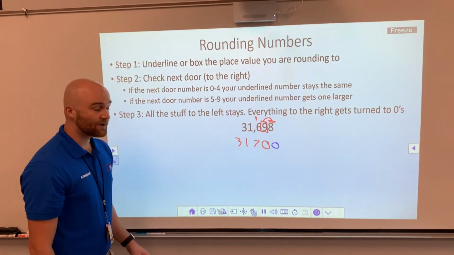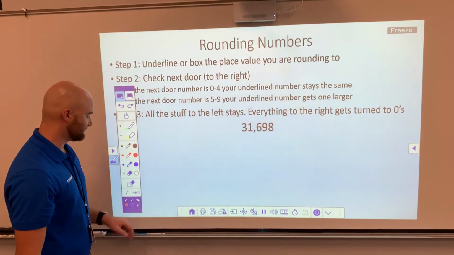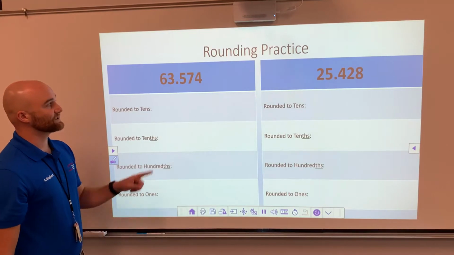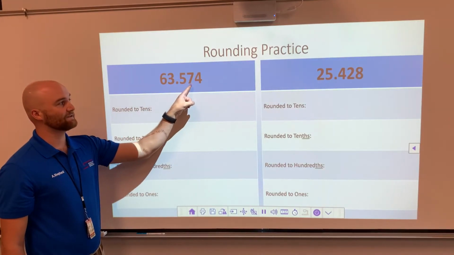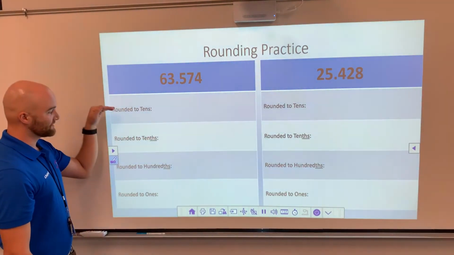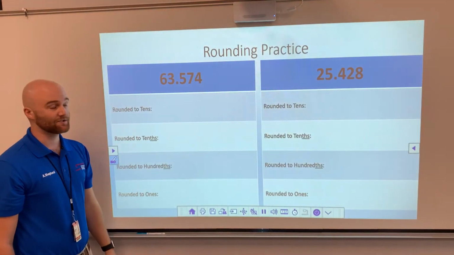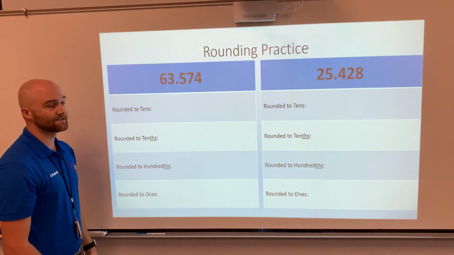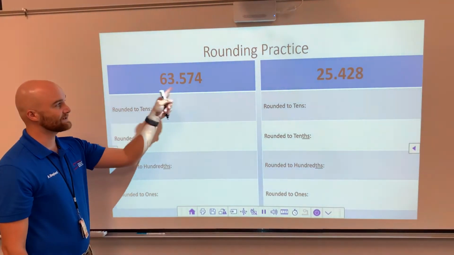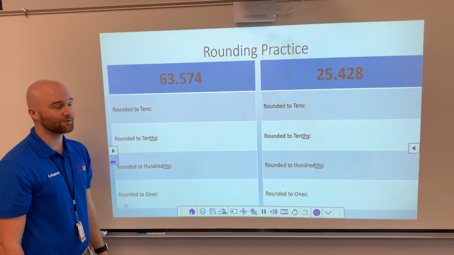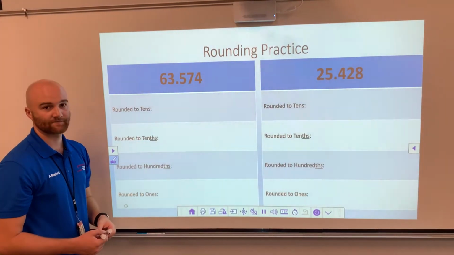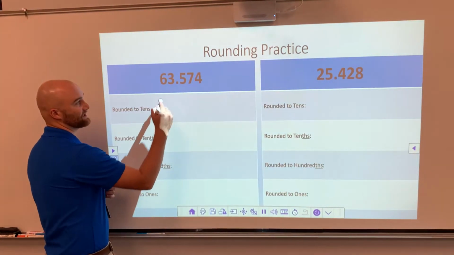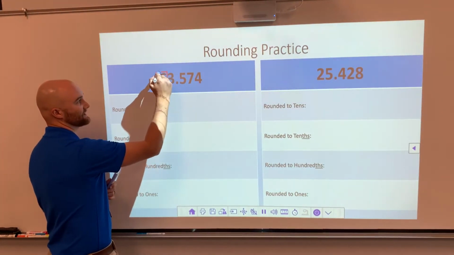All right, let's try a couple more examples. So, if I look at this one, 63.574, I'm going to round this to a bunch of different places and we're going to see how it changes. First, let's try rounding this to the tens place. Go ahead and write this number down and see if you can put a box around where you think the tens place is. The tens place is right here. This is the tens place.